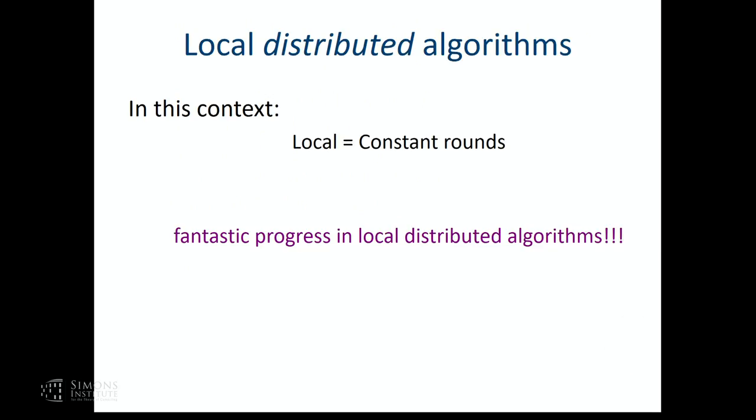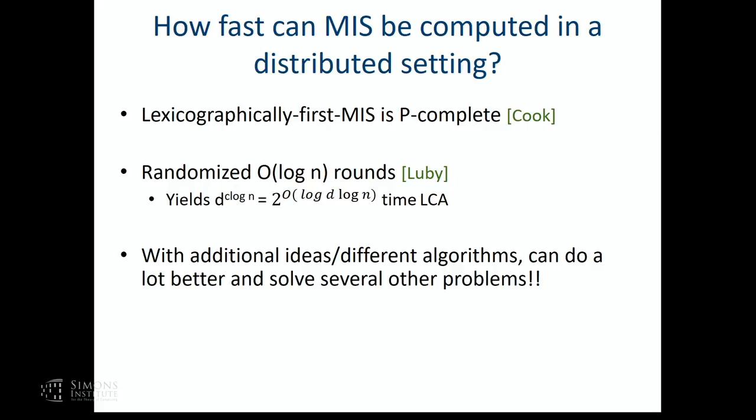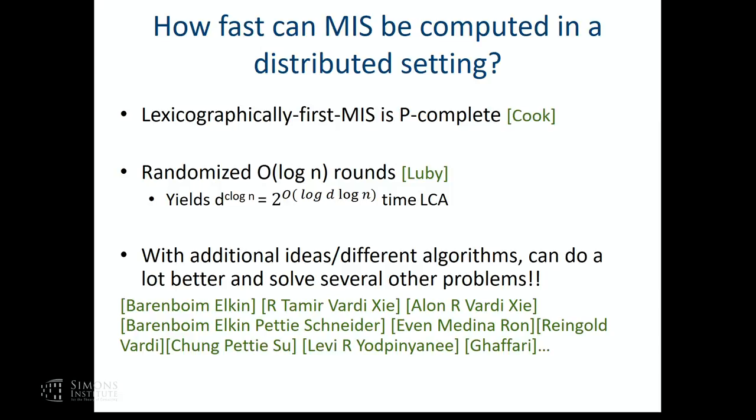Okay, so that's the beauty, that we can make use of fantastic progress in local distributed algorithms. You know, I can try to convince you that there shouldn't be a fast distributed algorithm for maximal independent set, but it actually turns out there's a really good one due to Luby. And that doesn't right away give you the best local computation algorithm, but with additional ideas that build on this algorithm and use different algorithms and do some other rounds of things, you can put together a whole series of works, and these are people from both the distributed local algorithms community as well as the local computation community. And basically right now, these people are all working together, so it's hard to kind of imagine who's where.